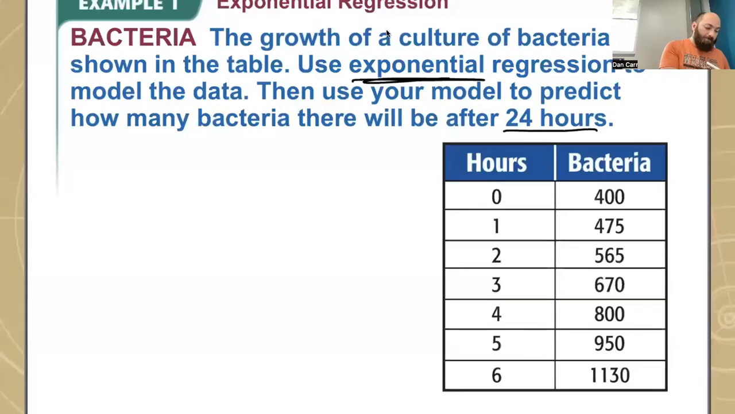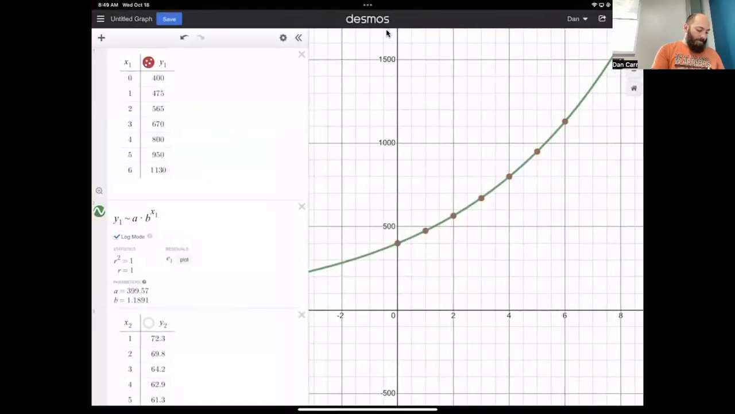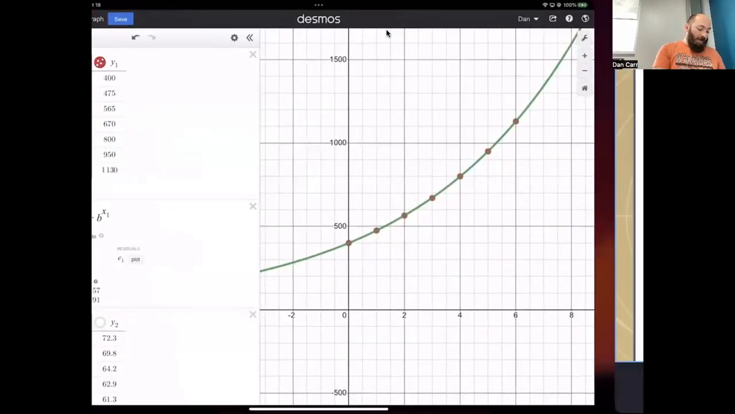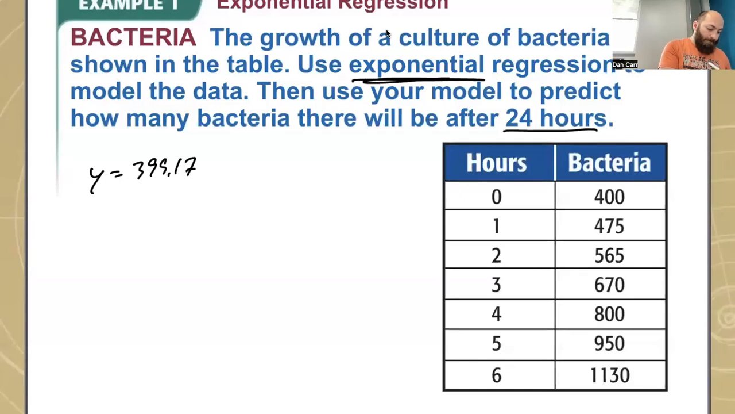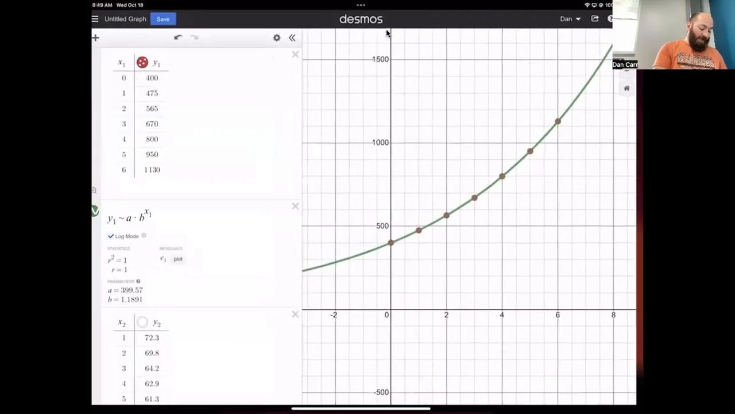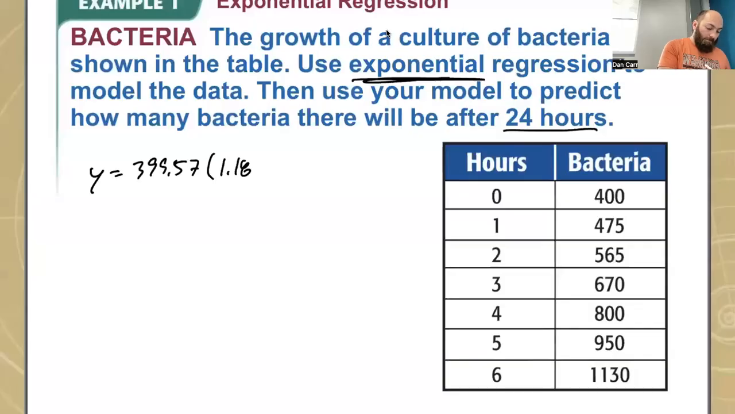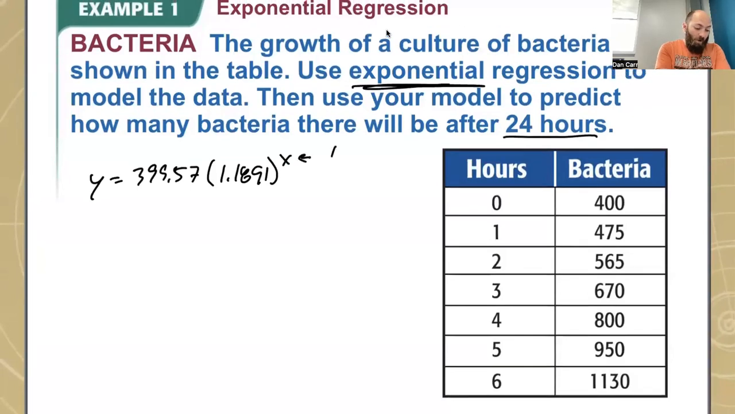So I can come back here. For bacteria, we'll just use Y. Y equals 399.57 times 1.1891 raised to the X power. Now remember, in this equation, X is hours and Y is bacteria.